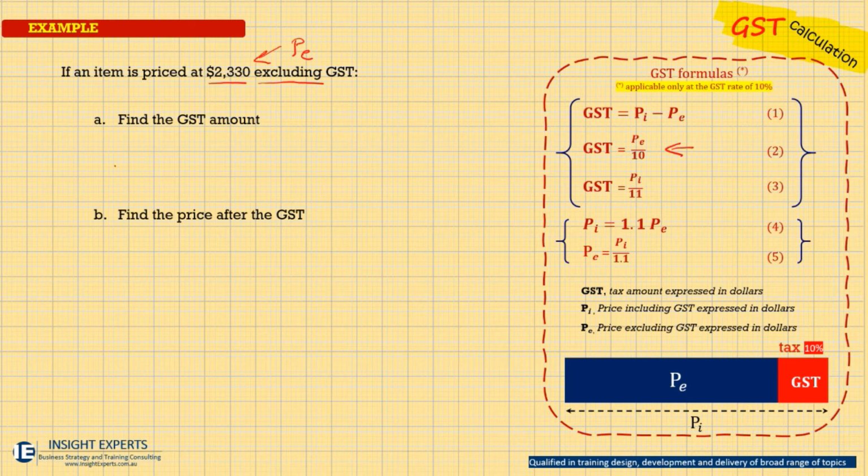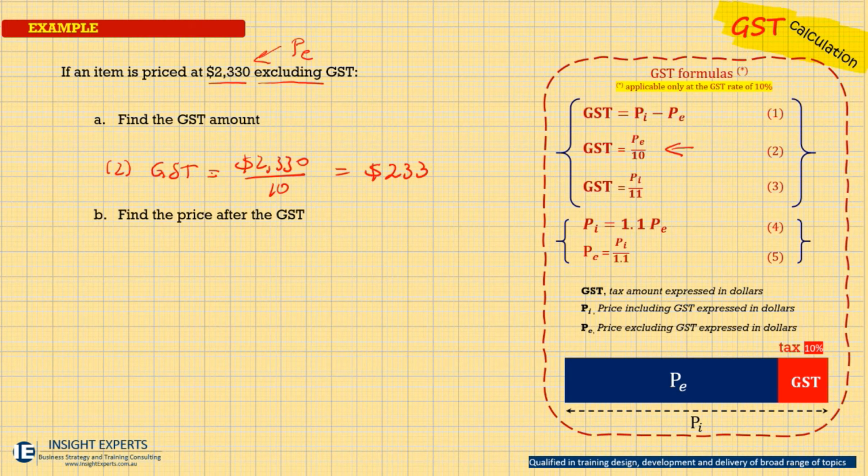So the GST amount from equation number 2 is $2,330 by 10. And that is the amount of GST payable on the product. Now find the price after GST.